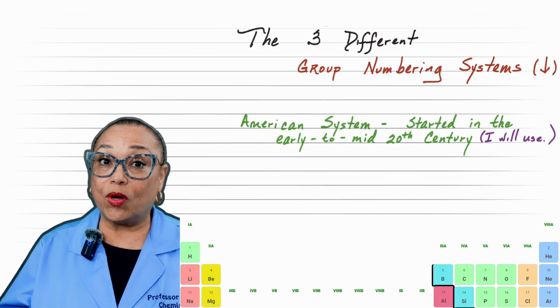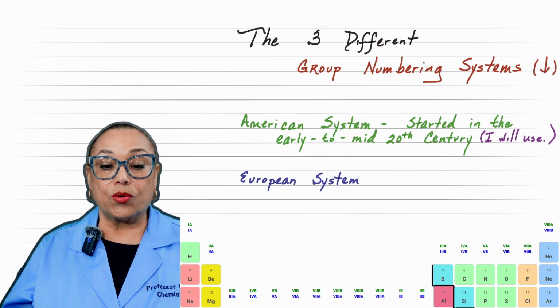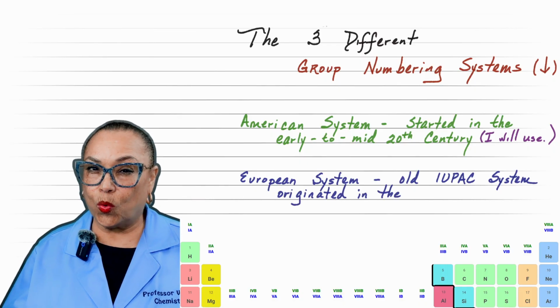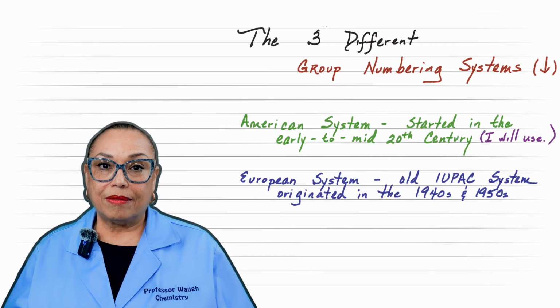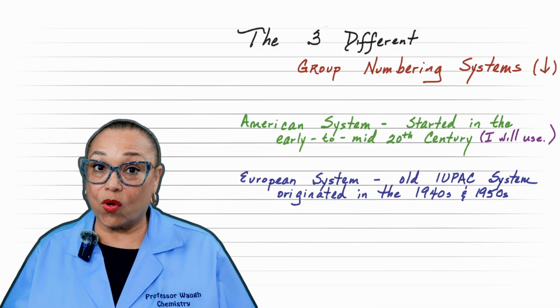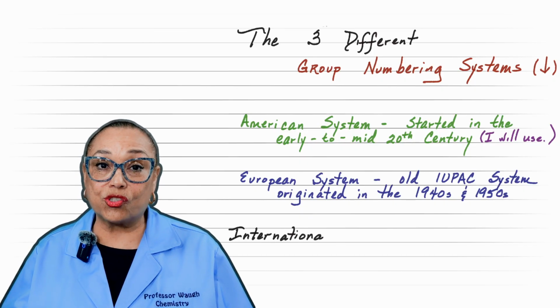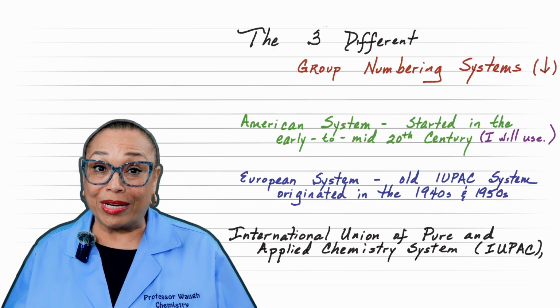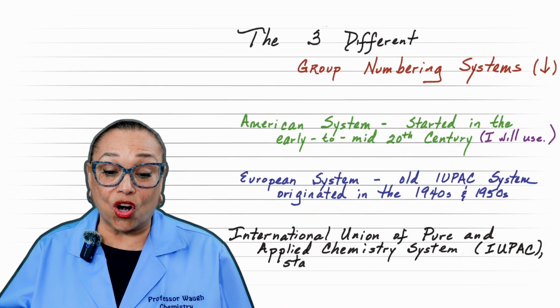We also have on other periodic tables the European system. Here you have an old IUPAC system, which originated in the 1940s and the 1950s. Now, IUPAC. This is what we're going to hear a lot about later on with naming chemical compounds. This means the International Union of Pure and Applied Chemistry. And this started since I've been alive. It's the 1 through 18, and it started in 1988.